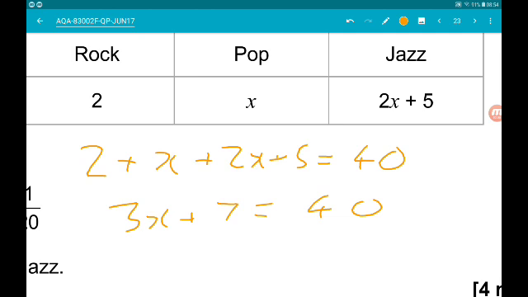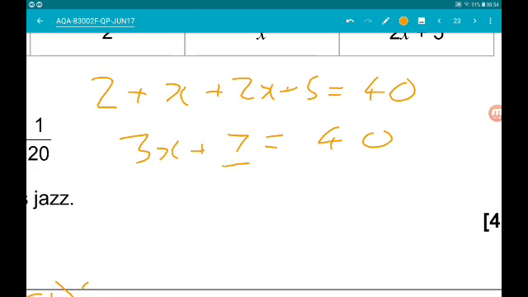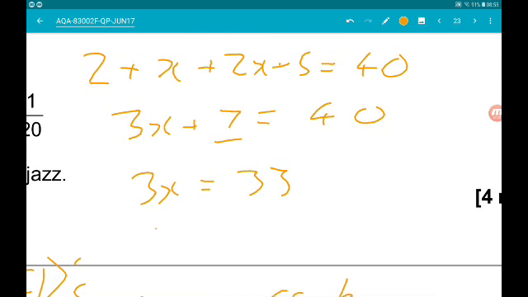Now we want to solve this for x. So let's get rid of the 7. So it's plus 7 to move it, minus 7. 3x means 3 times x. Divide by 3. x is 11.